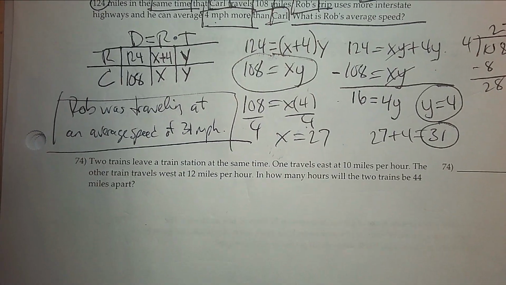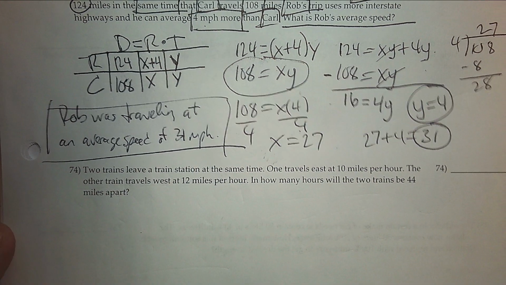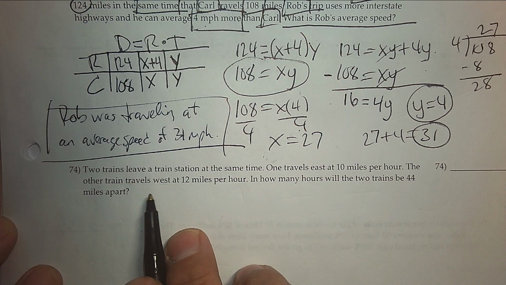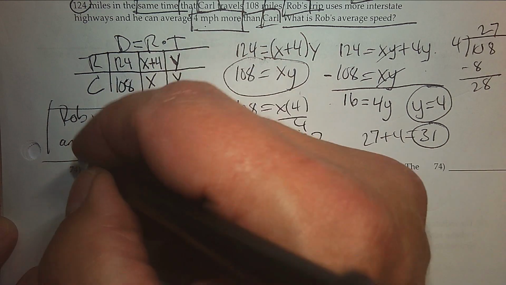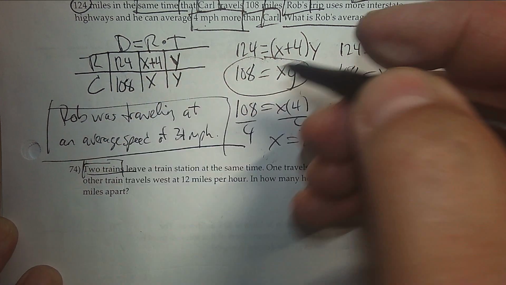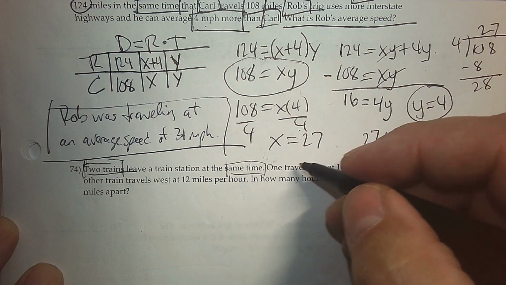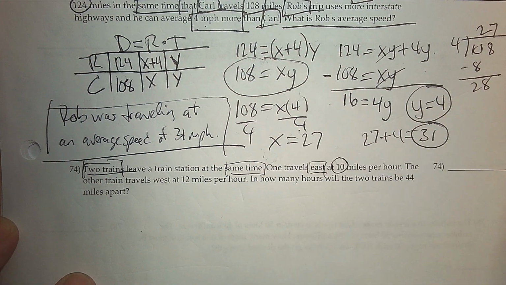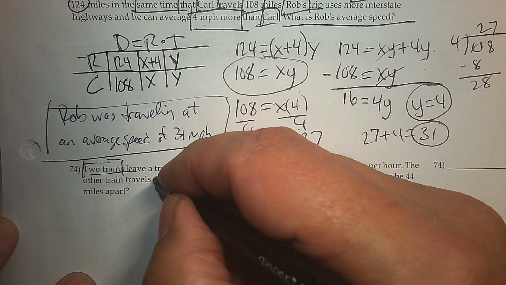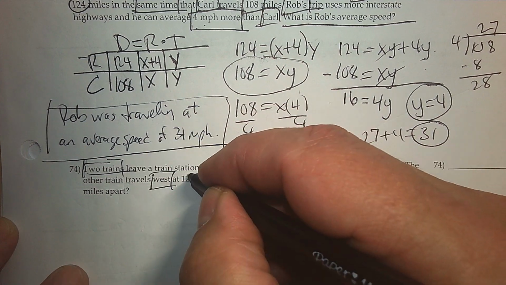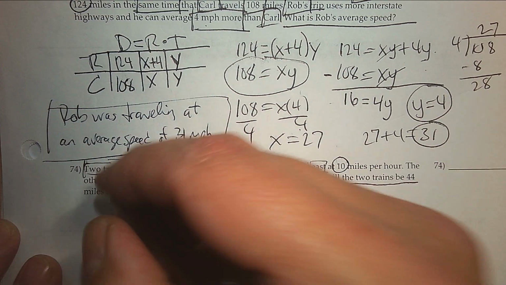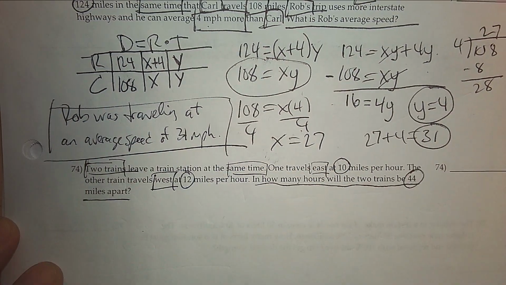All right, let's go to the next story. 2 trains leave a train station at the same time. One travels east at 10 miles per hour. The other train travels west at 12 miles per hour. In how many hours will the 2 trains be 44 miles apart?